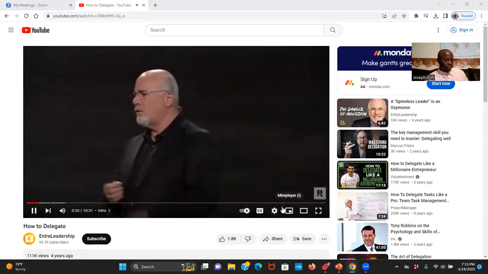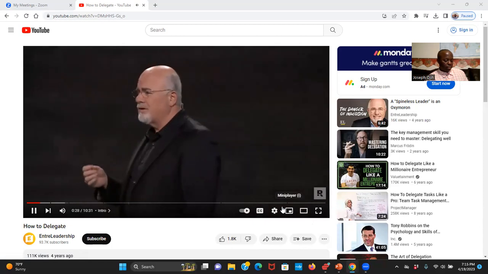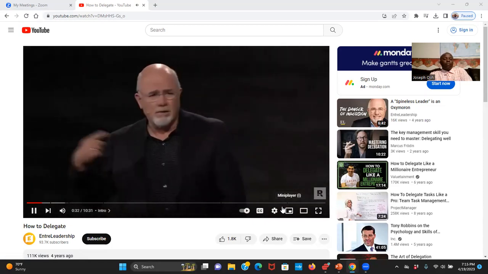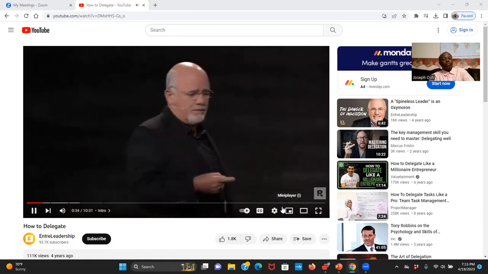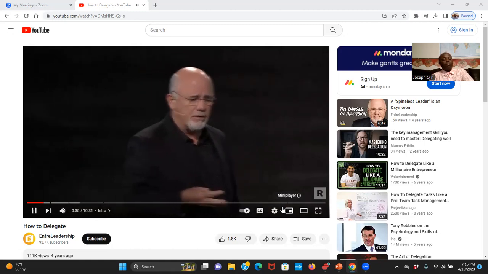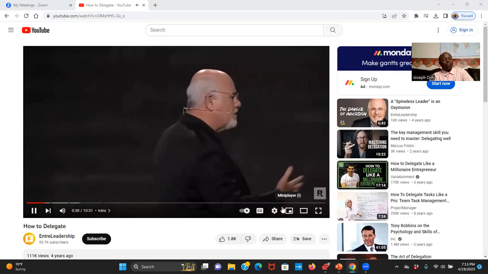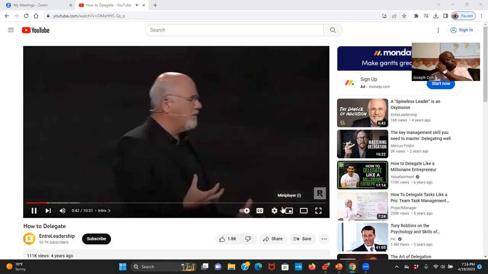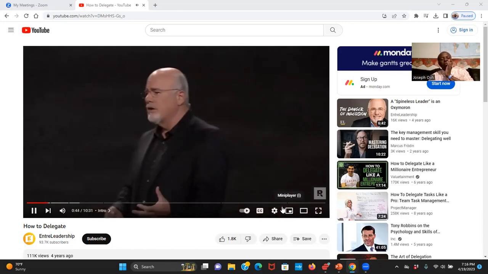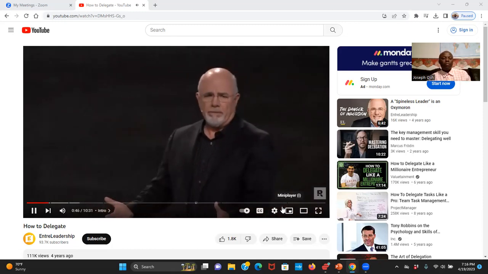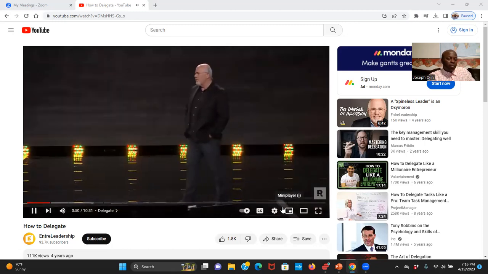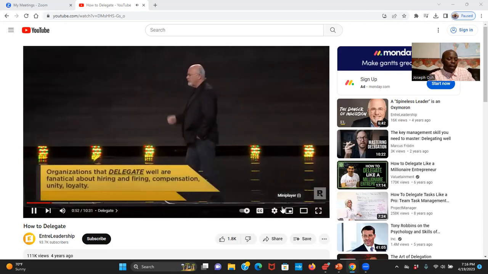Organizations that delegate well are fanatical about a bunch of different things. Hiring and firing, to create an environment and the right kind of people in the seats to be able to delegate to. Compensation, unity, loyalty, communication, recognition. You create a culture, an environment inside the organization that is delegatable, that is predictable, that you can follow through on. Delegation is probably one of the most misunderstood and abused areas of leadership.